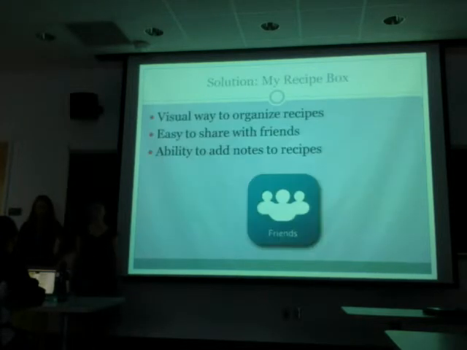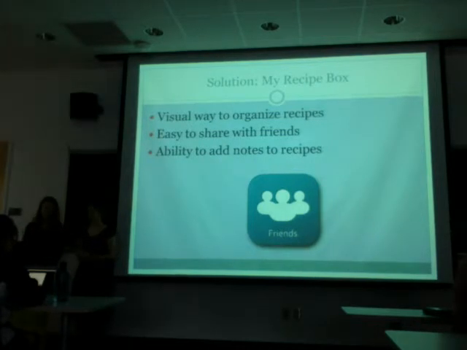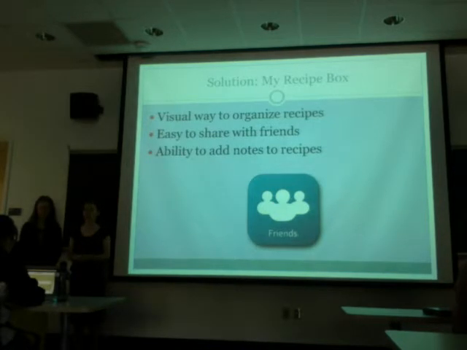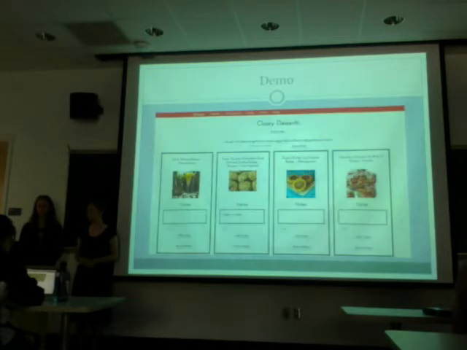So our solution for this is My Recipe Box, which is our Chrome extension. It has an easy visual way to organize your recipes and put them in different folders, and just do that directly from the web page. It's very easy to share them with friends who are also using this extension. And you can add notes. We were initially thinking to be able to directly edit the ingredients and instructions, and we didn't quite get to that. So you can just add notes to tell yourself, I really like this with a different ingredient or something like that. So now we're going to demonstrate our Chrome extension.